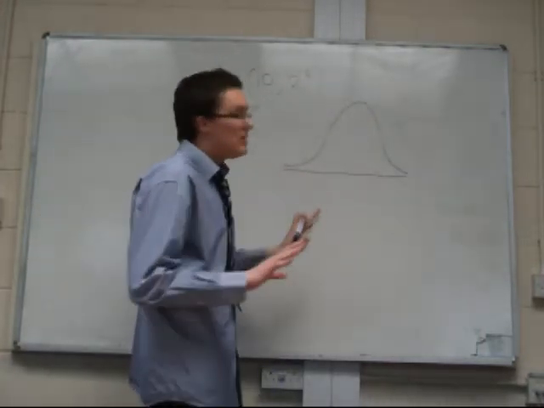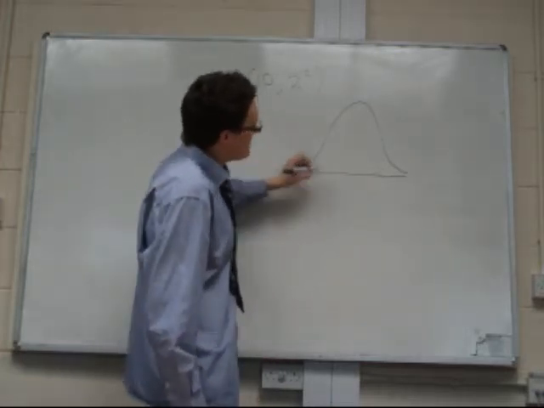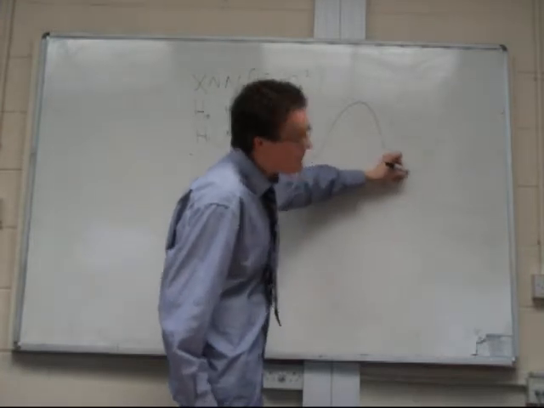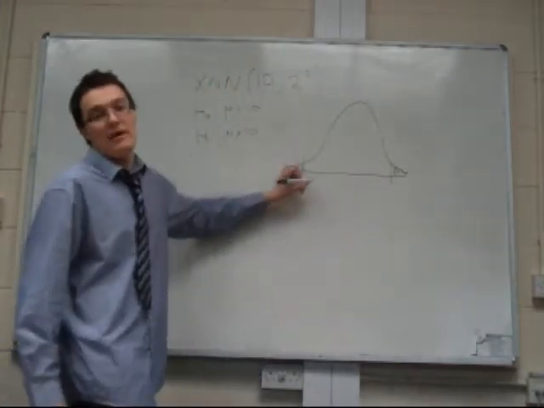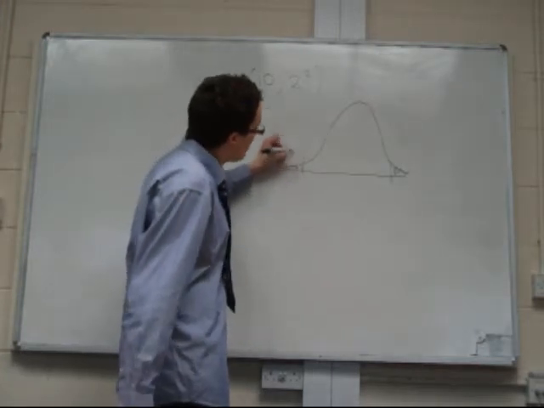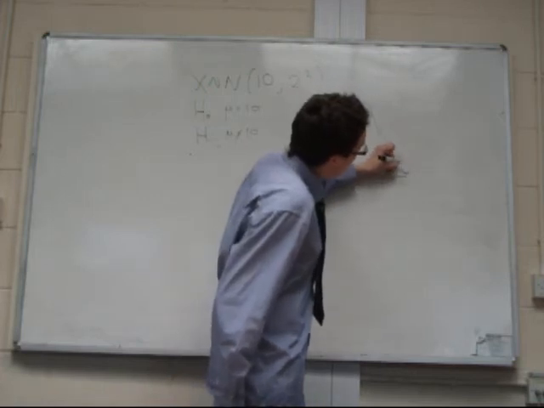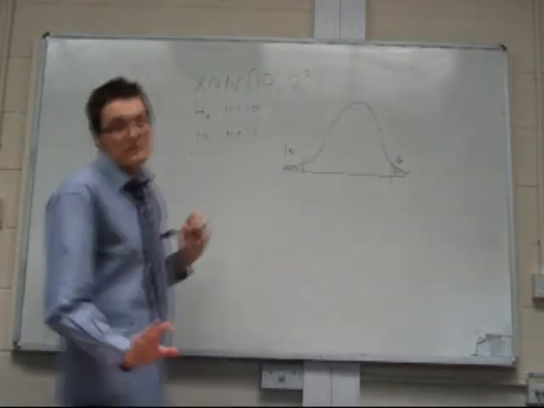I'm going to pick about a 2% significance level for that, which means that my critical regions, either side, are going to have 1% of the area of this whole curve each. So that's 1% over here, and another 1% over here, making a total of 2%.